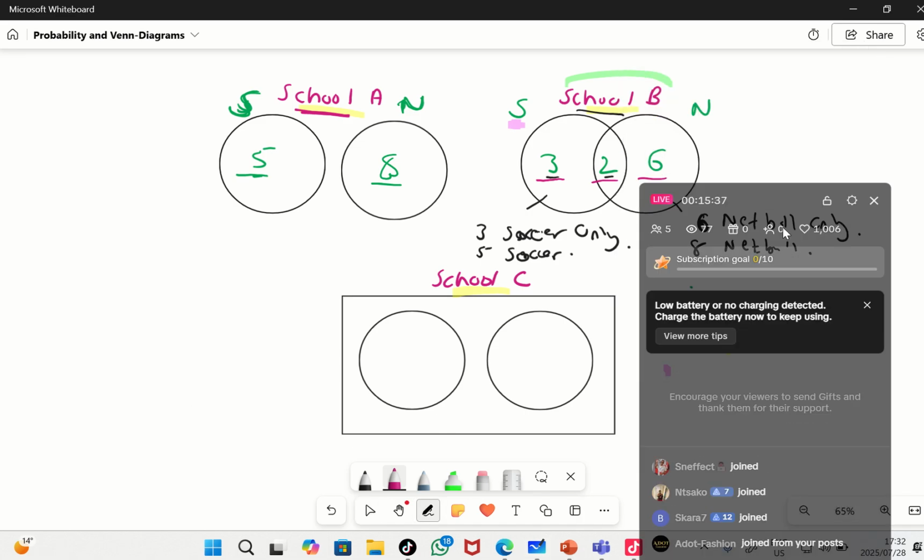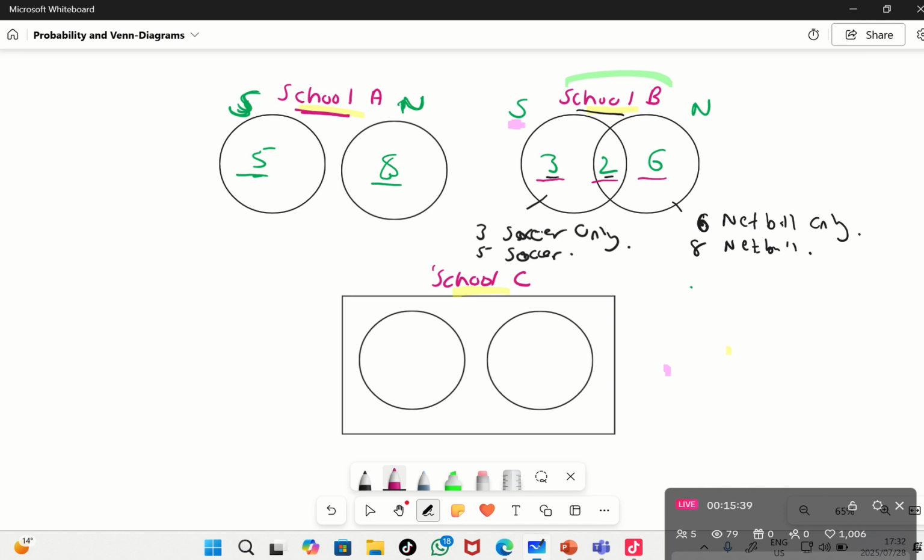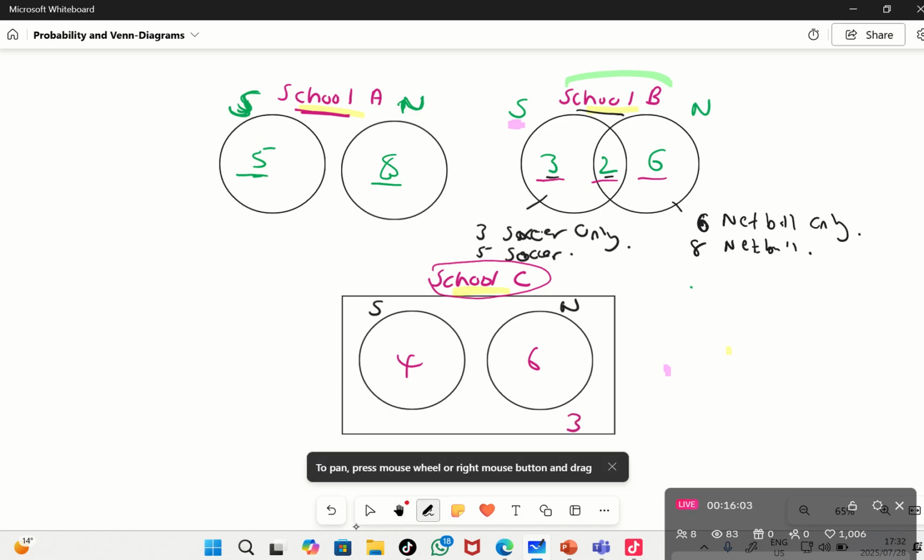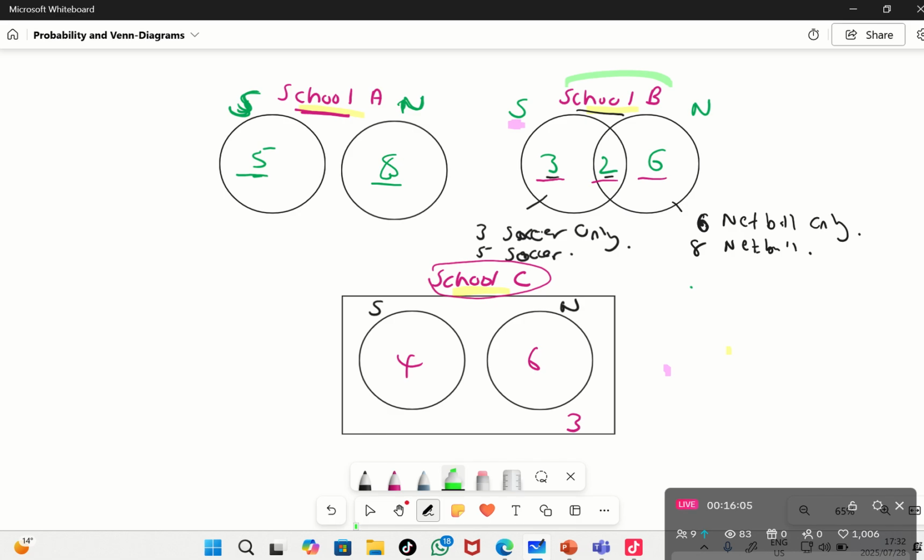Now the last scenario, we've got a school there, school C. We've got a certain number of learners playing soccer, a certain number of learners playing netball. Let's say 4 learners play soccer, and 6 learners play netball, okay? And then they put a 3 outside. Now my question is, how many learners play soccer? It's 4, right?